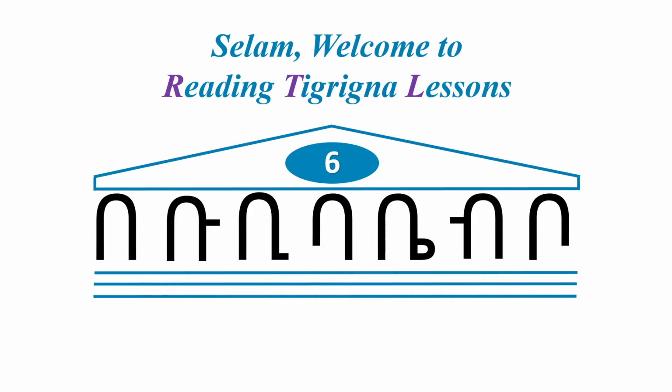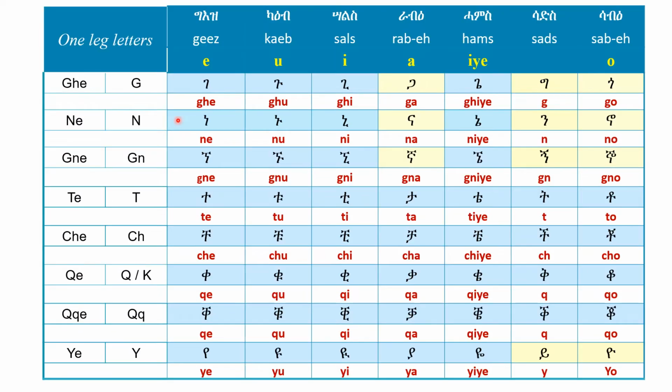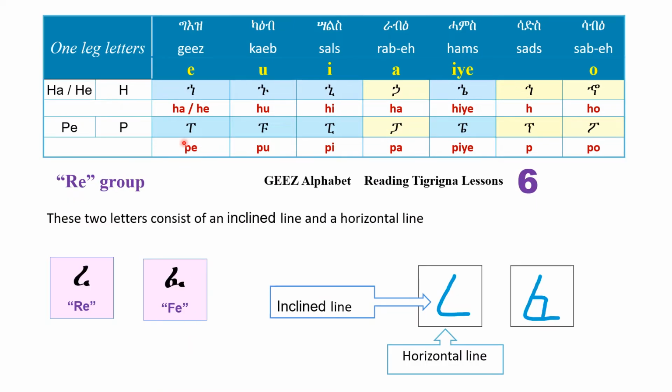Lesson 6. In the previous lessons, we have learned the letters B, C, Sh, Z, K, Kh, Le, A. Those are the two legs letters. G, Ne, Nye, Te, Che, Ke, Khe, Ye, Ha, Pe, and those are one-leg letters. In this lesson 6, we learn two more letters, Re and Fe, and we call this group Re group.